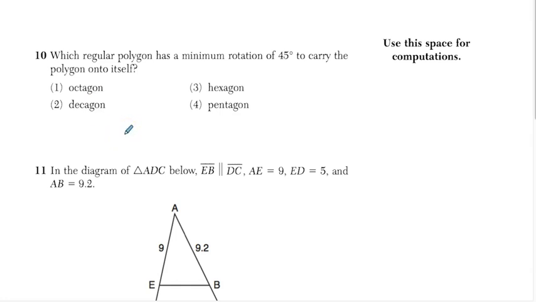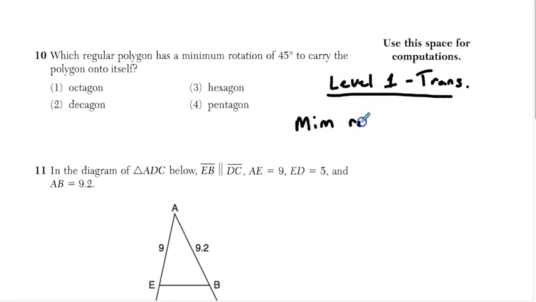All right, which regular polygon has a minimum rotation of 45 degrees that carries the polygon onto itself? There's a simple formula you got to know. This is from level 1, transformations. All right, and the formula is this: to figure out the minimum rotation to rotate a regular figure so it maps onto itself, we use 360 over n. Okay, 360 divided by n.